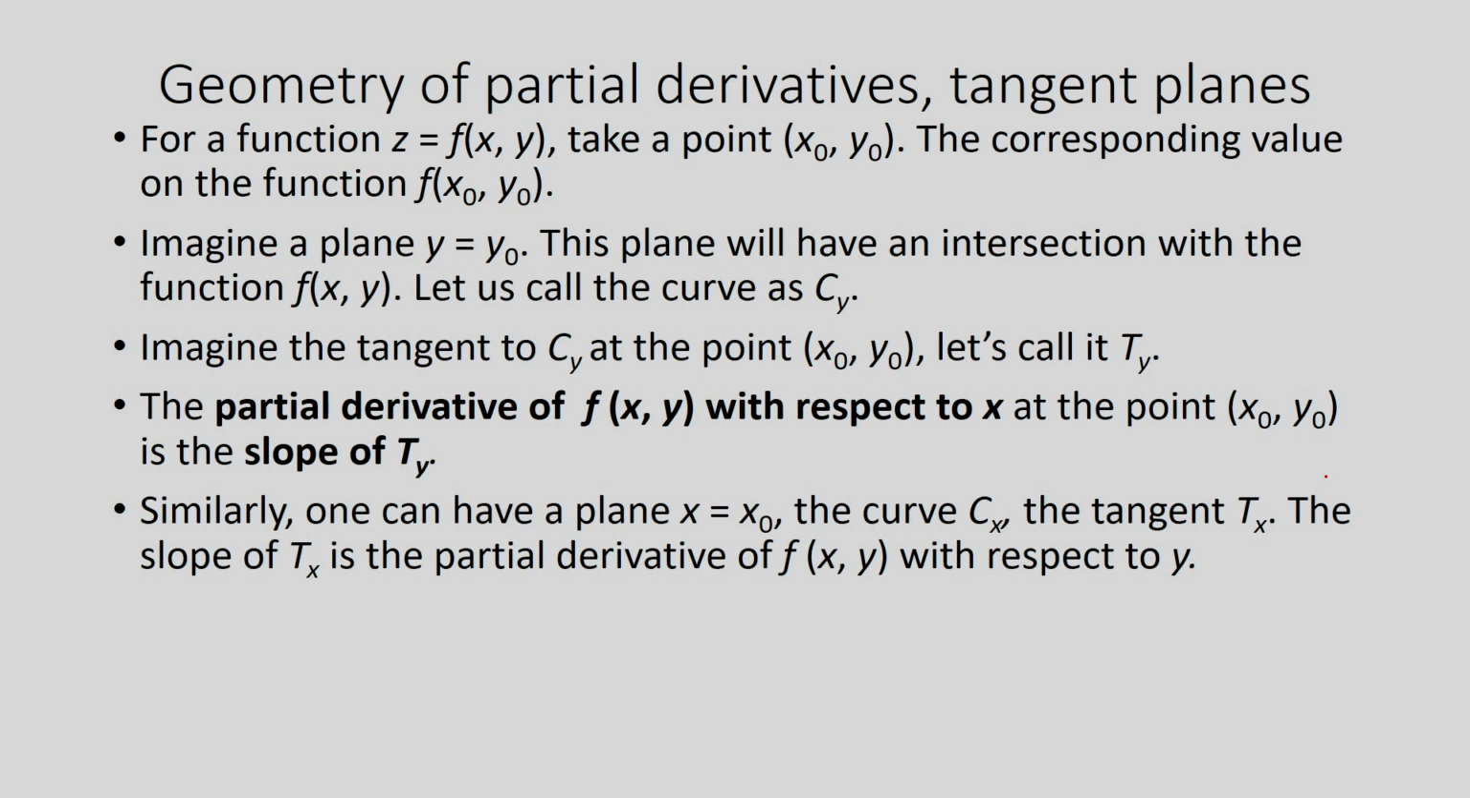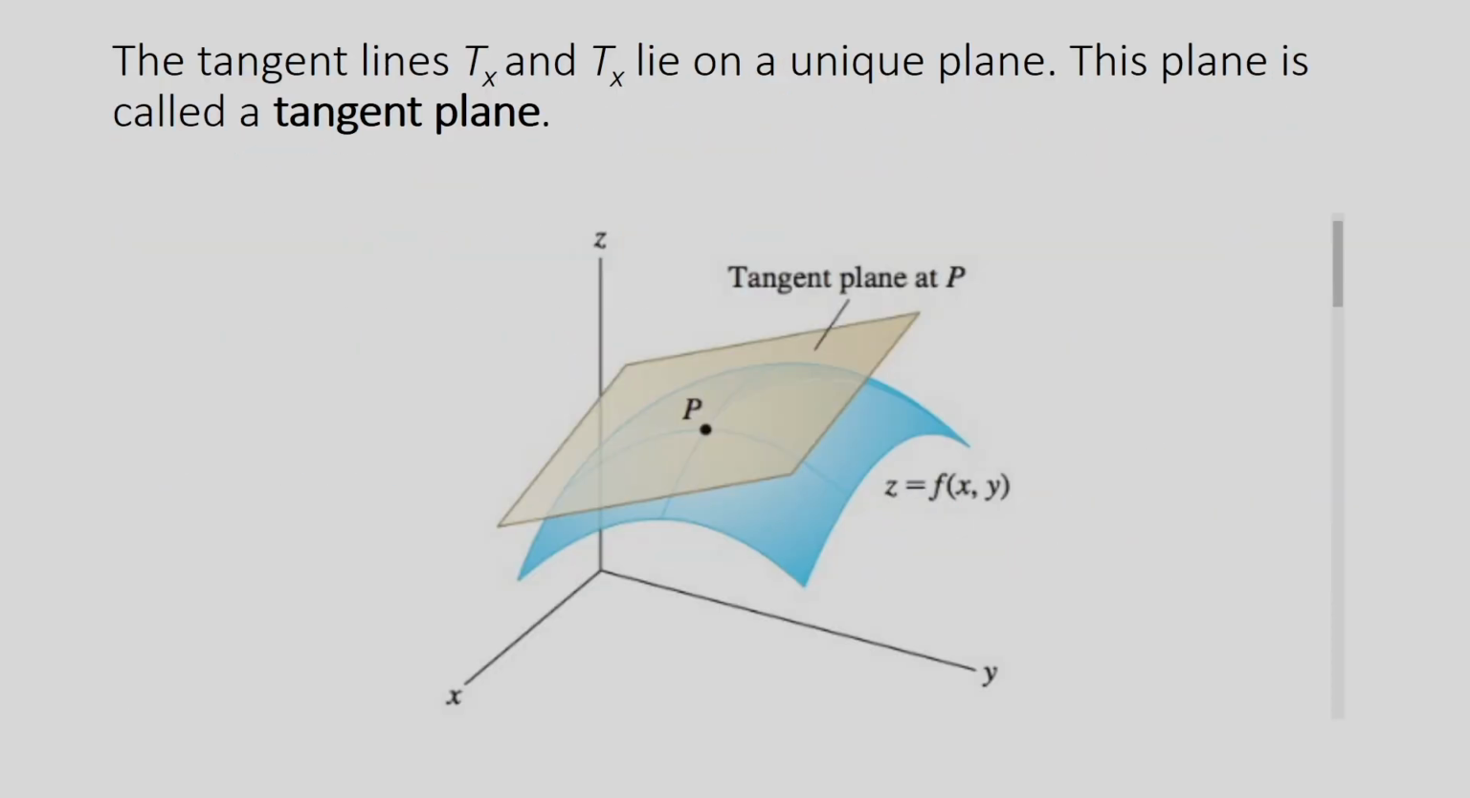Okay, finally, we talk about the geometry of partial derivatives and we talk about what are known as tangent planes. For a function of this form z is equal to f of x, y, take a particular point x 0, y 0, the corresponding value on the function will be f of x 0, y 0, right. So, if you take z is equal to f of x, y, you basically have a surface, right. So, here take this for the time being, ignore the plane which is the tangent plane, concentrate on this particular blue surface that you have got.